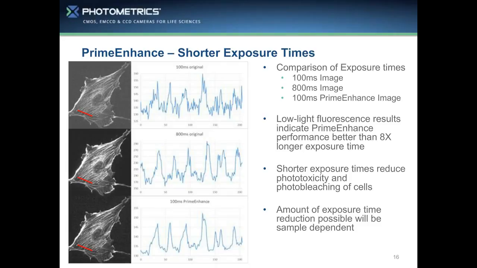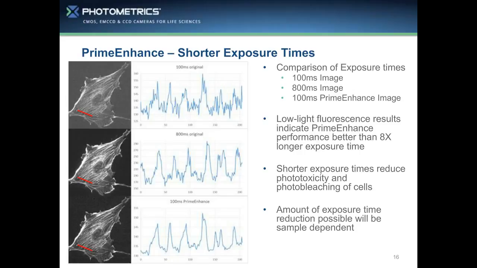a 100 millisecond exposure. You see the line profile on the cell to the left. Now the peaks and valleys, they're decently visible. If we take 8 times more light and 8 times longer exposure time, so if we go from 100 milliseconds to 800 milliseconds, as you would expect, the quality of that data gets better. You know, the peaks and valleys are more well defined. There's less variation along that curve. You're getting better quality data out of it.